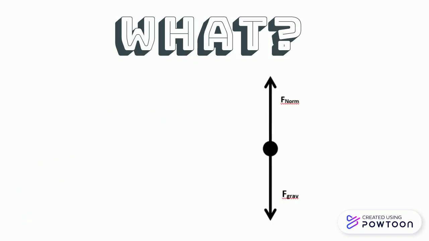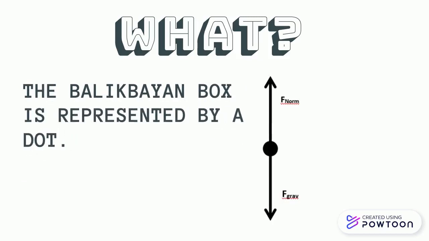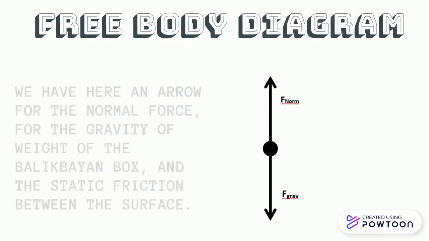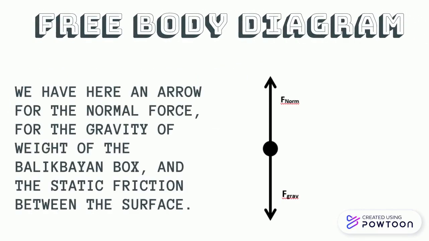Now, here is the free body diagram of the problem. The balikbayan box is represented by a dot, and the forces are represented by vectors. We have here an arrow for the normal force, for the gravity or weight of the balikbayan box, and the static friction between the surface.